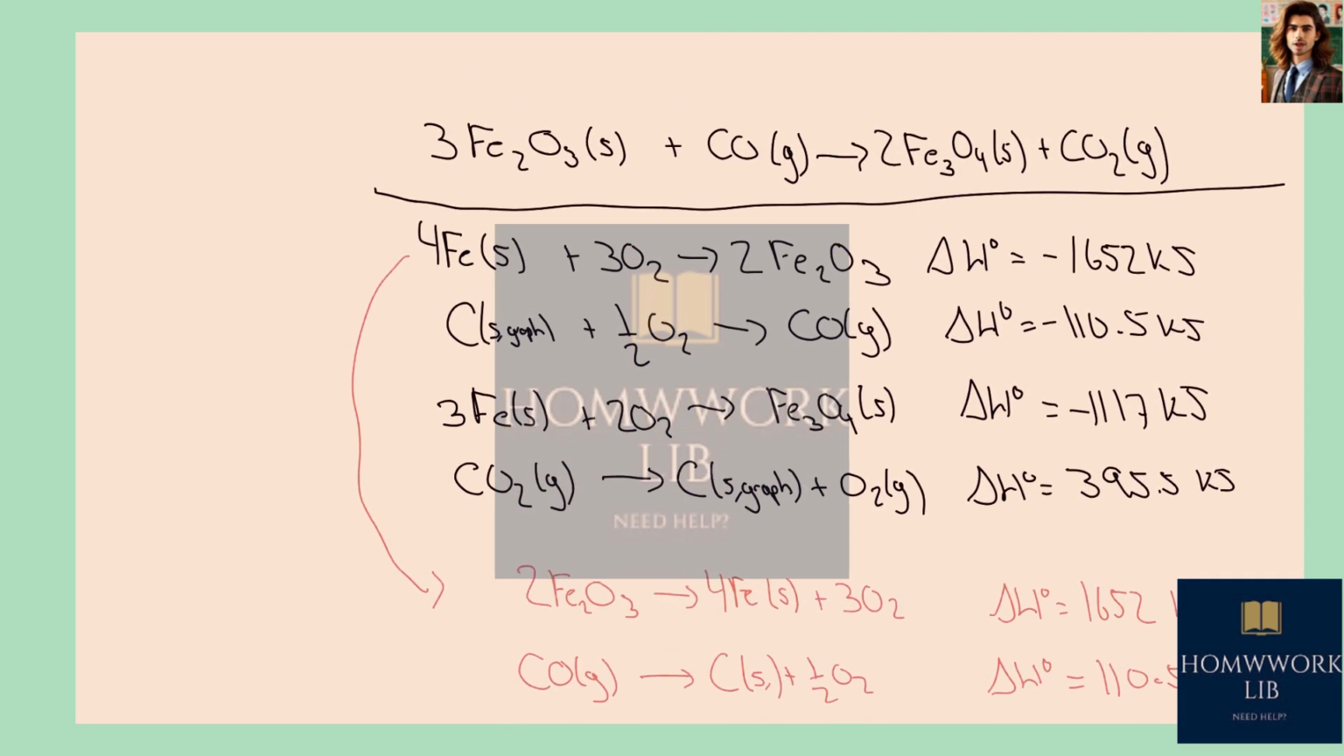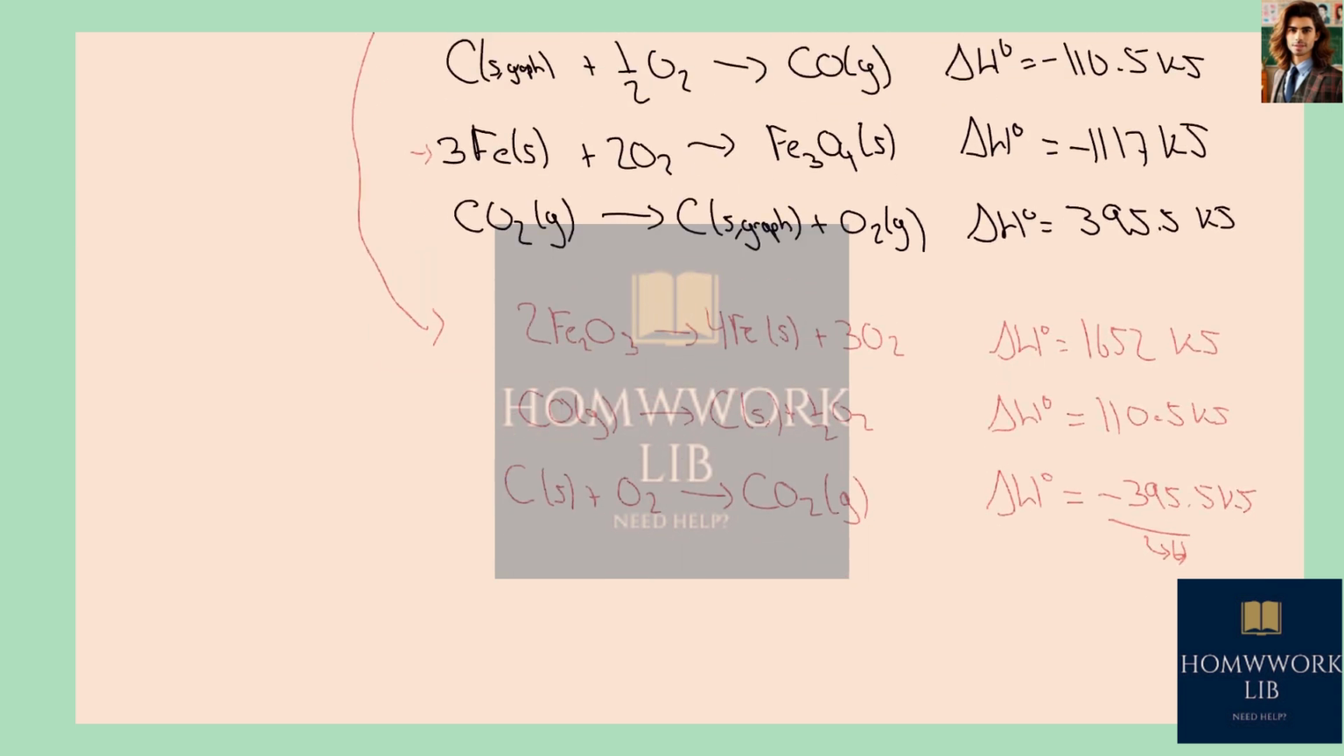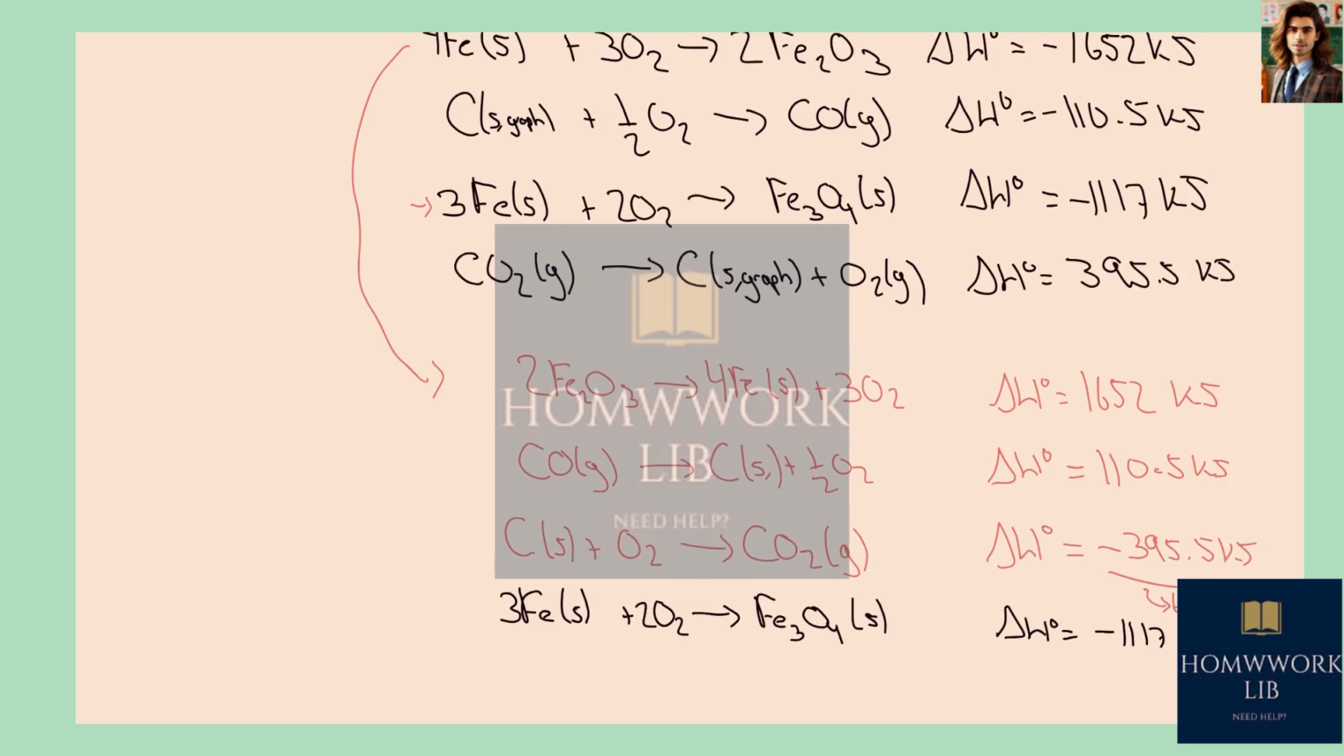And the final one that I'm going to use without switching up is this equation over here. So let's put it in black because I didn't switch it. 3 of iron solid plus 2 of oxygen is going to produce Fe3O4 as a solid. And the delta H for this reaction will be minus 1117 kilojoules. Of course, all of these values are per mole of reaction.